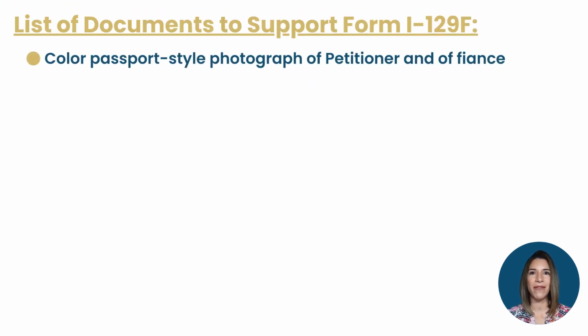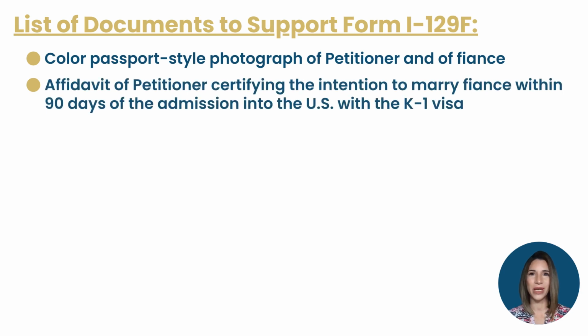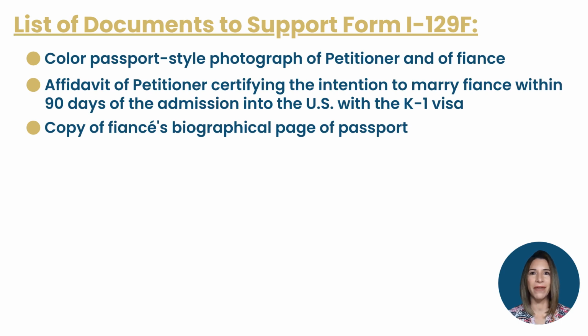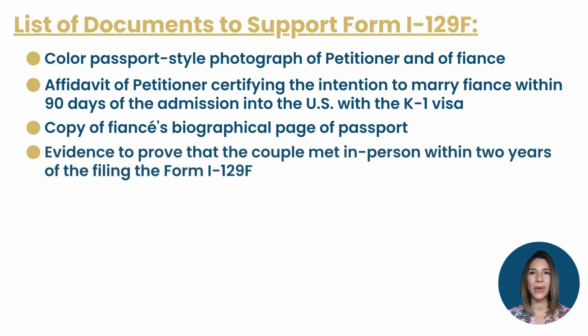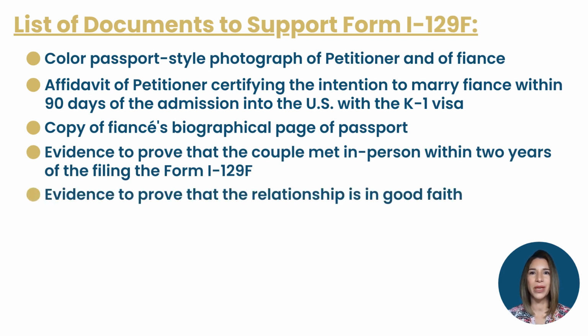Color passport-style photograph of petitioner and of fiancé. Affidavit of petitioner certifying the intention to marry fiancé within 90 days of the admission into the U.S. with the K-1 visa. Copy of fiancé's biographical page of passport. Evidence to prove that the couple met in person within 2 years of the filing the Form I-129F. Evidence to prove that the relationship is in good faith. Filing fee found on this link.